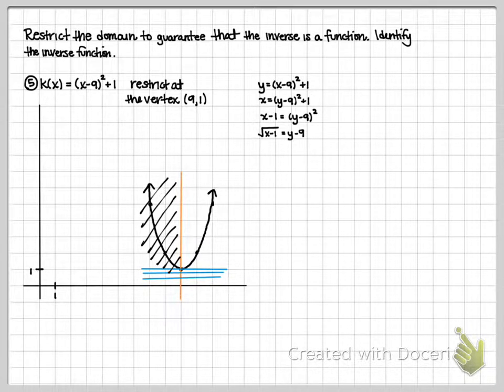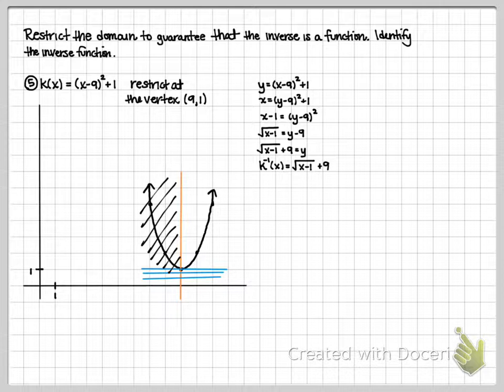Now, if you chose the left side, you would do negative square root x minus 1. I chose the right. Doesn't matter which way you go. Most books tend to use the right-hand side, or the positive aspect of it. Add my 9. And then the last thing I need to do, this is a function. I've already guaranteed this by not putting the plus or minus in front of it. And I'm going to rename it as k inverse. So there's my inverse function of the restricted part.